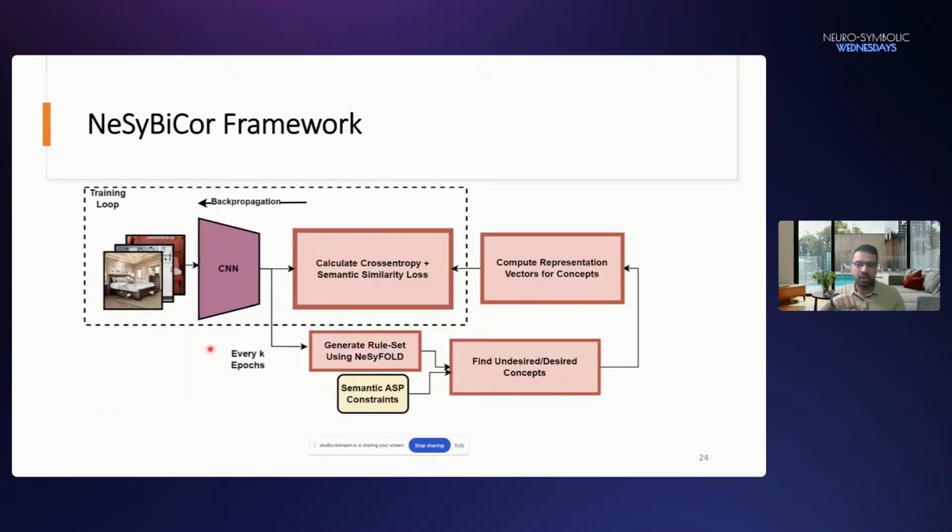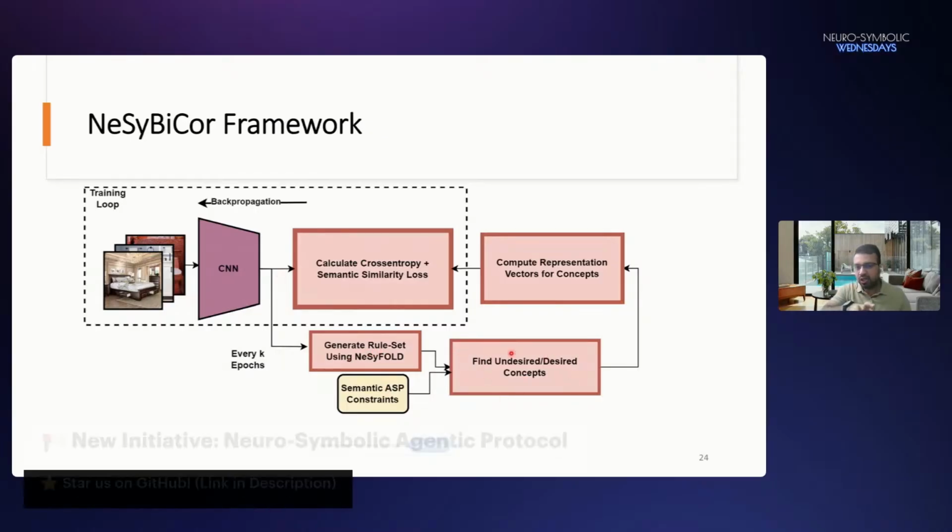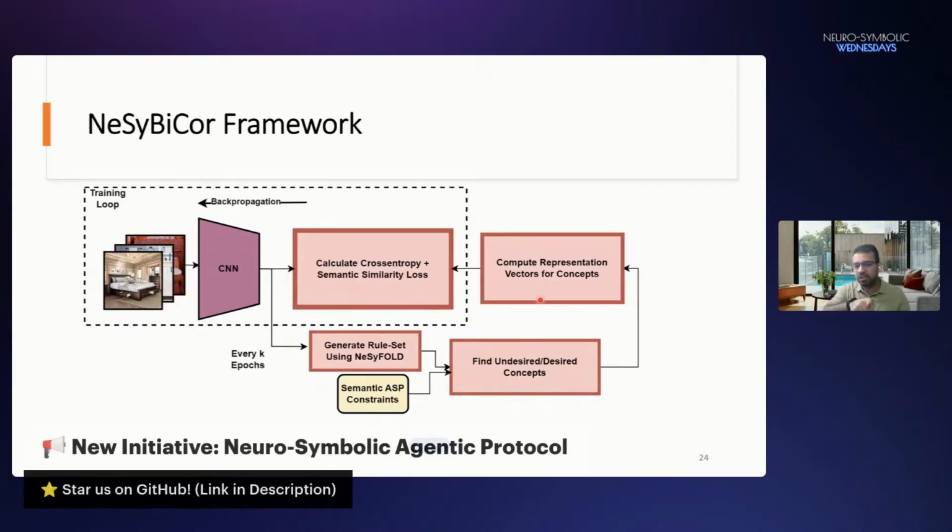This is what the pipeline looks like. We have this CNN that has been trained with certain biases, and what we can do is we then extract the various concept representation vectors, and we calculate the semantic similarity loss. And every k epochs, we generate a rule set, see what undesired or desired concepts are there, compute the representation vectors for those concepts, calculate the semantic similarity loss, minimize that loss, retrain the CNN again. That way, we forget the things we do not want to remember, and we try to learn things we do want to remember.